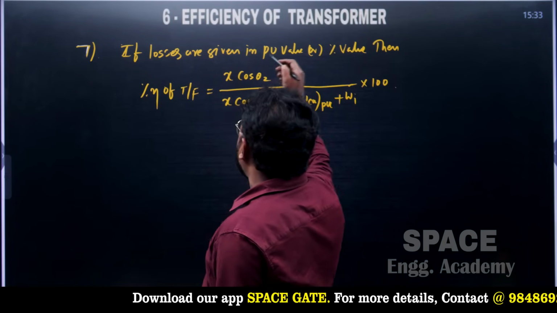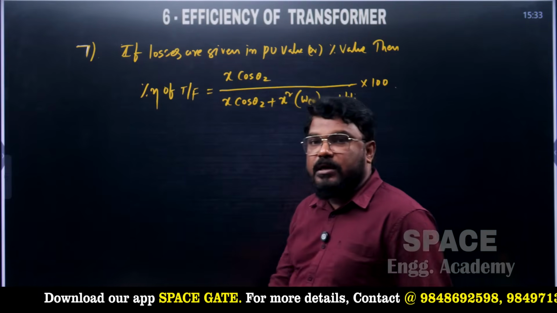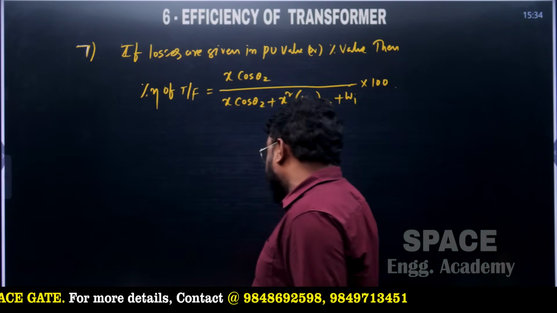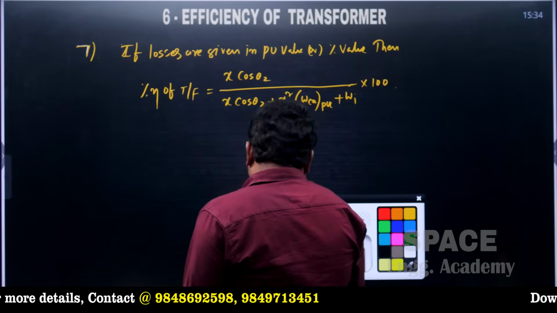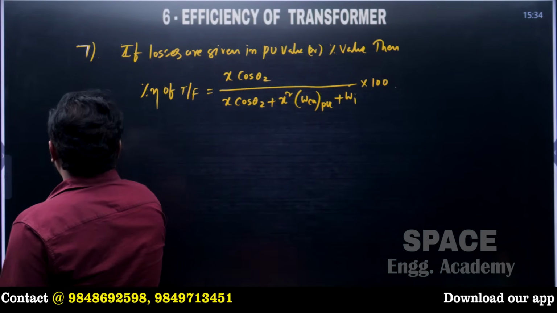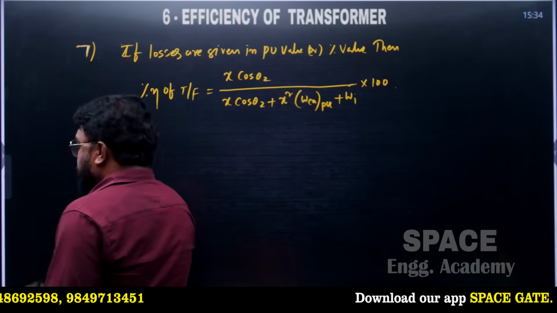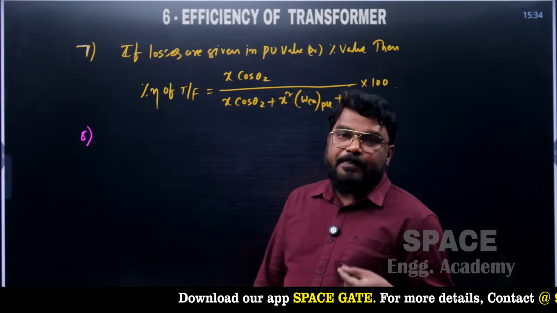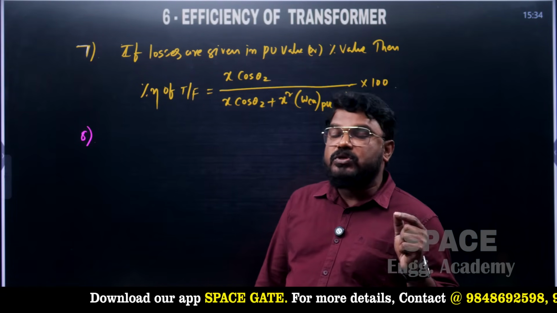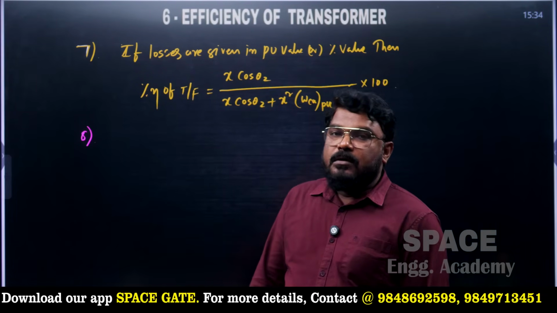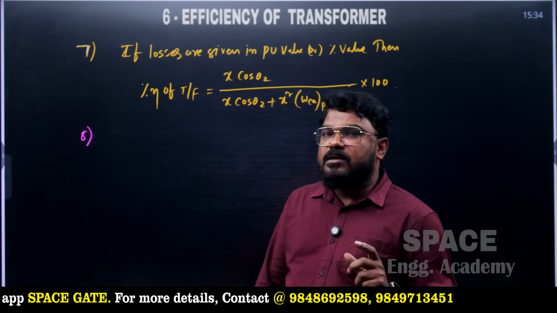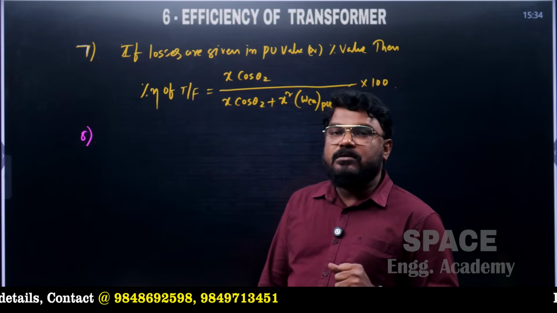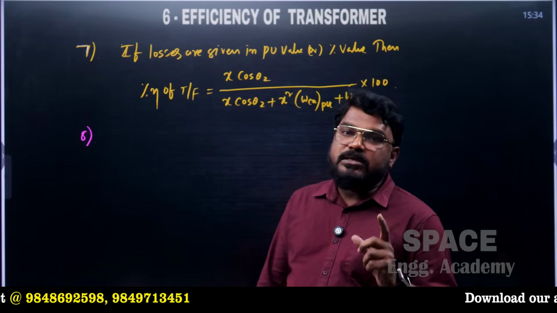So if losses are given in per unit value or percentage value, then how do we calculate the percentage efficiency of the transformer? And the eighth possibility of the question: how to calculate maximum efficiency, and what are the conditions to get maximum efficiency? There are two conditions. Why? Because the efficiency of the transformer is a double valued function.